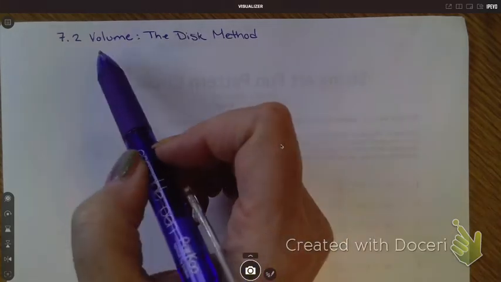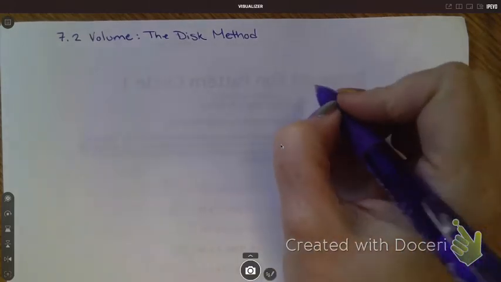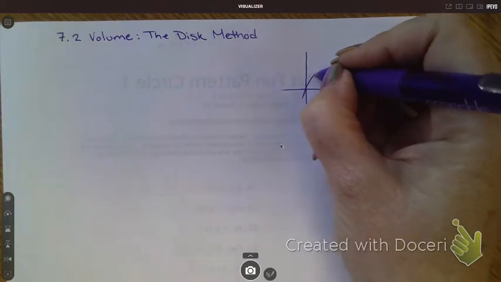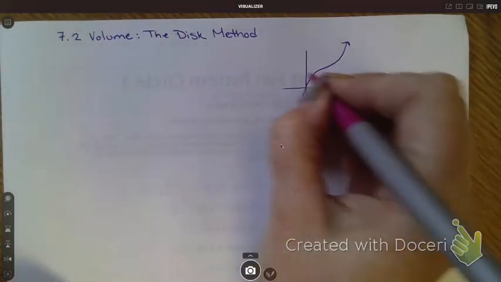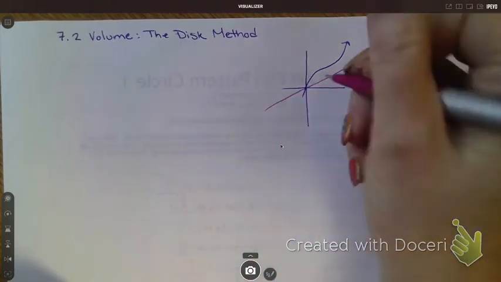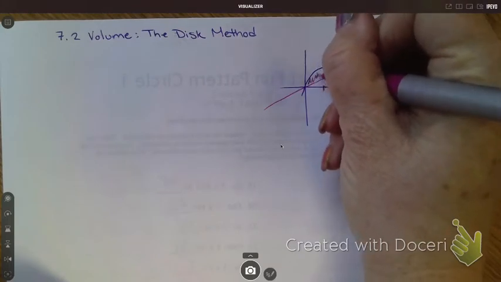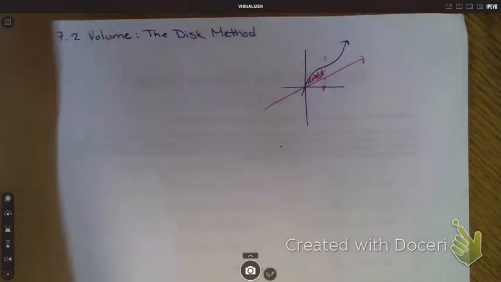Okay, so 7.2, volume, the disk method. Last section we had a graph, and this was graph 1. I need another color. And this was graph 2. We probably went from here to here, and we found our volume, and it was solid, and the world was all good, right? But what if we don't have a shape like that?